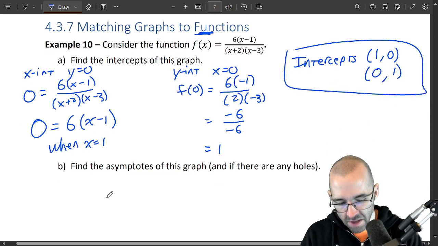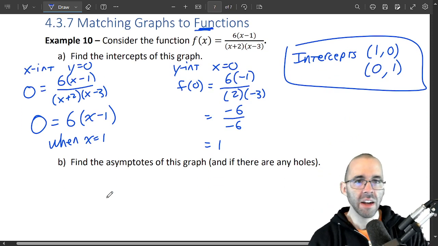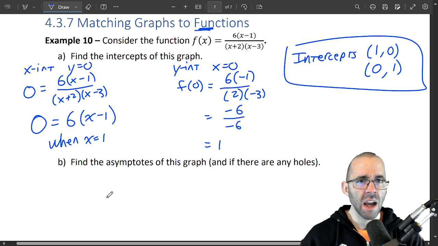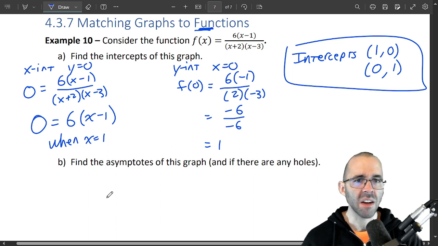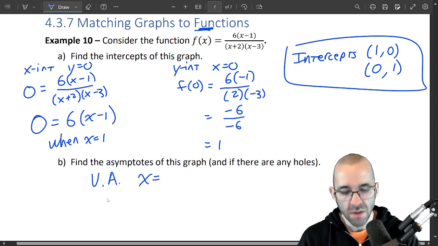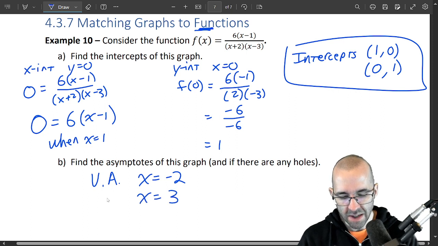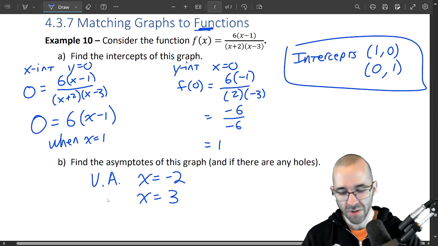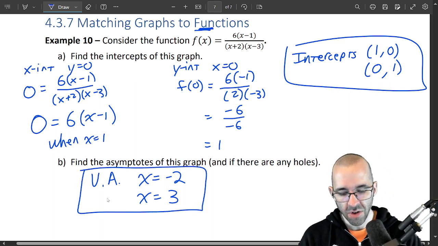Great, let's do B. Find the asymptotes and if there are any holes. I haven't found a lot of holes so far. Holes, remember, happen if they have the same factor and the top has at least the multiplicity of the bottom. They don't have any common factors, the top and the bottom, so there's not going to be any holes. We're going to have a vertical asymptote when the denominator is 0. That's when x is negative 2 and x is positive 3. These are vertical lines. X equals a number is always a vertical line. So these are our vertical asymptotes.